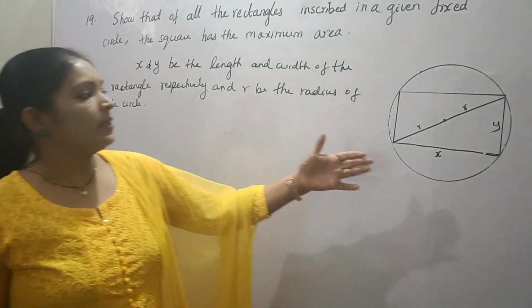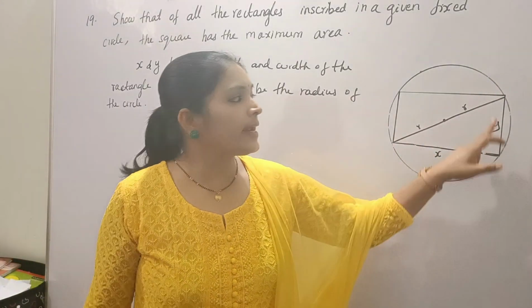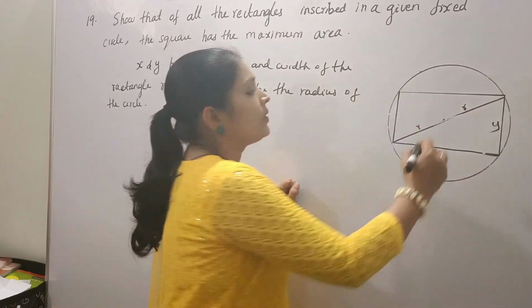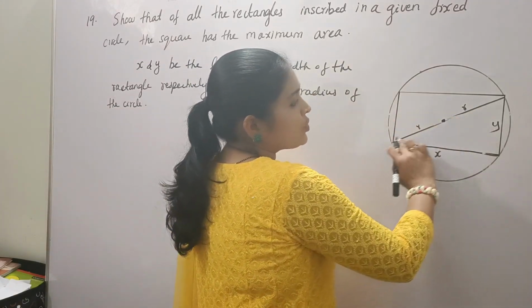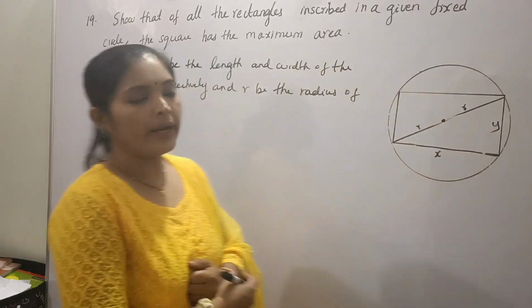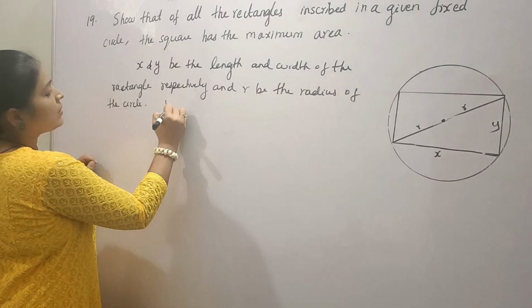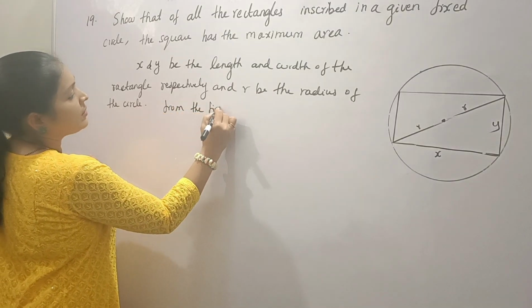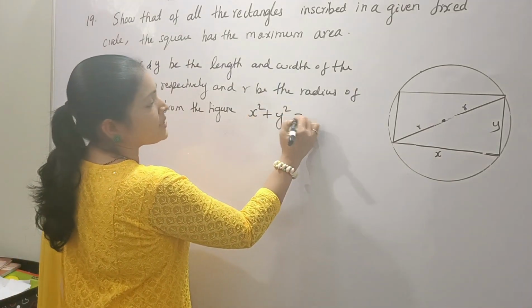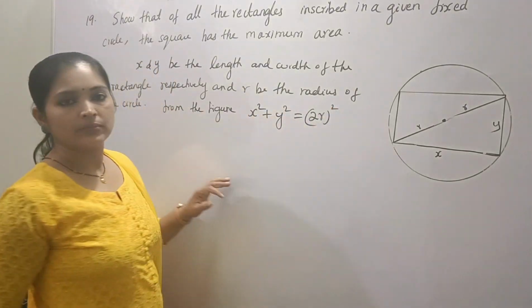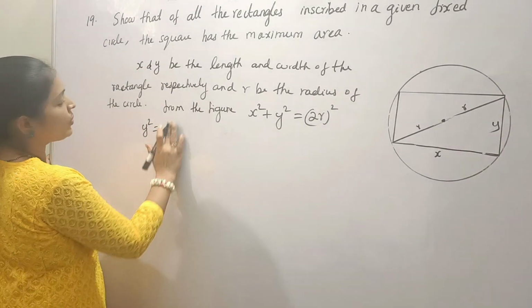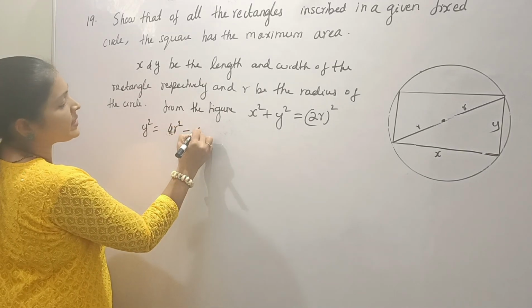Okay, from the figure we get a right angle triangle, right? So x square plus y square is equal to, r is the radius, so the total length is 2r. So x square plus y square is equal to 2r whole square, right? So here, what is y square? Y square is equal to 4r square minus x square.